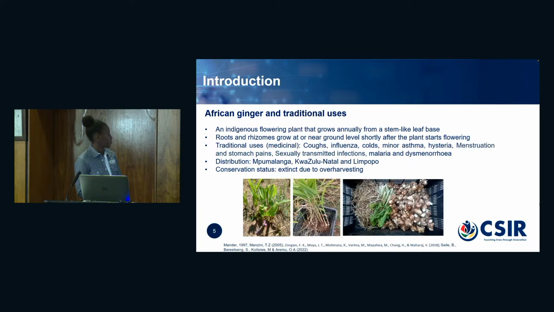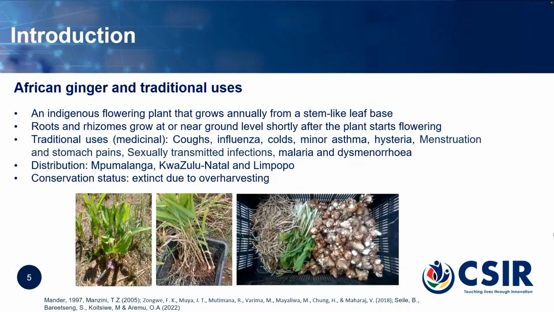The first picture below is a picture of the African ginger showing the leaves and the purple flower of the African ginger. In the second picture, we can see the whole uprooted African ginger plant. And in the third picture, we can see the roots, the stem and leaves, and the rhizomes of African ginger.